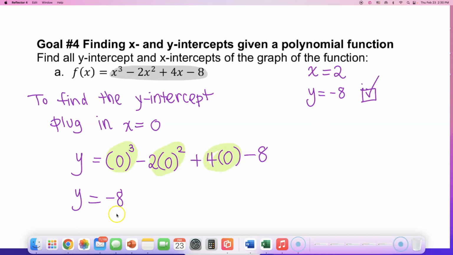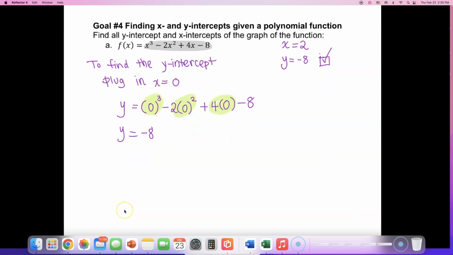And for y-intercepts, you will always have only one y-intercept. Because if you have two y-intercepts, that graph is not going to pass the vertical line test. That's not a function anymore. So that's how you can find the y-intercept.